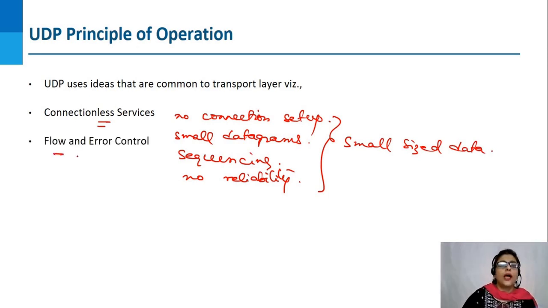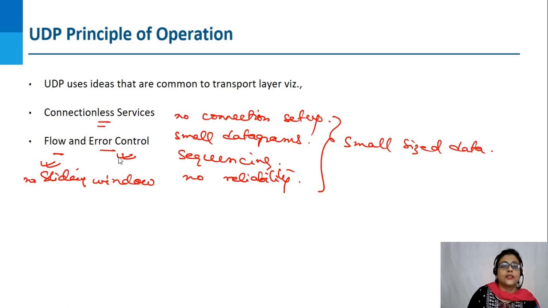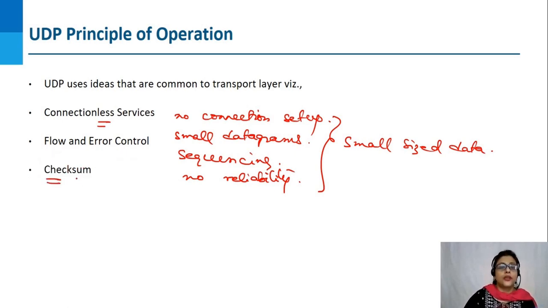Next, the flow and the error control of UDP is very simple. UDP has no flow control at all, so there is no sliding window in UDP. And regarding the error control, it uses a very simple checksum. We have already learned about the mathematical representation of checksum in an earlier video of error detection and correction. So checksum of UDP is slightly different from that used in ICMP and IP. We will learn about how checksum is implemented in UDP.